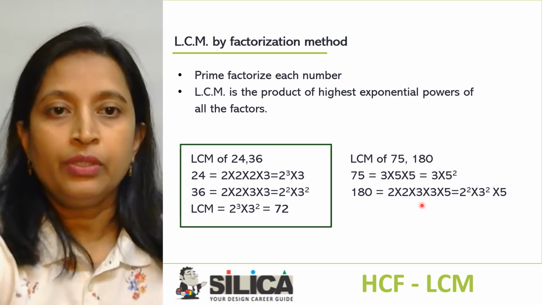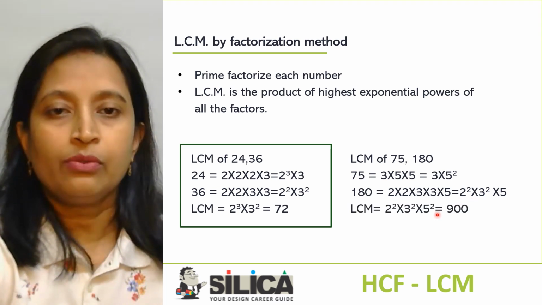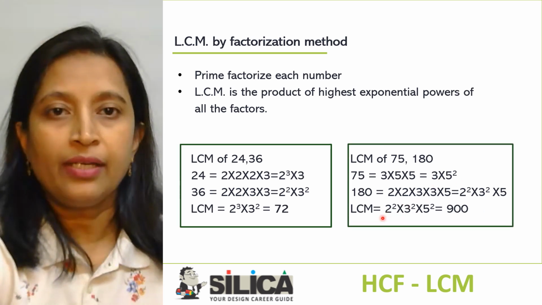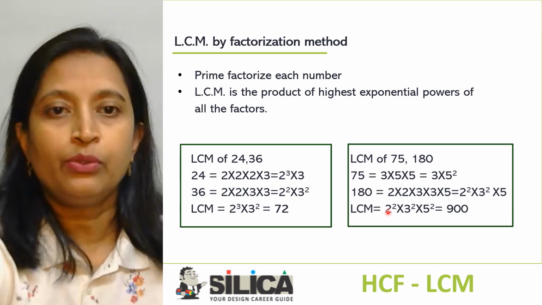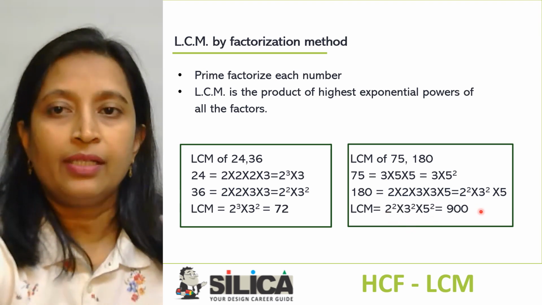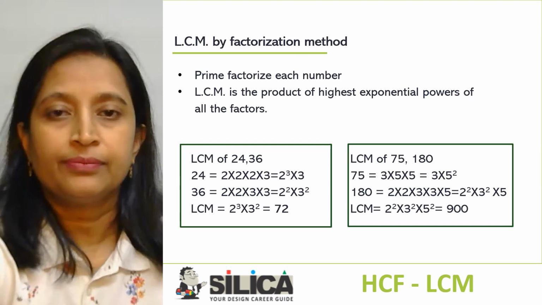Similarly for the LCM of 75 and 180, the prime factors of 75 are 3 into 5 into 5, and 180 is 2 into 2 into 3 into 3 into 5. For the LCM, the factors are 2, 3 and 5. We take the highest exponent for all the factors. For 2, the highest power is 2. For 3 again 2, and 5 also 2. So it will be 2 to the power 2 into 3 to the power 2 into 5 to the power 2. That is 900.